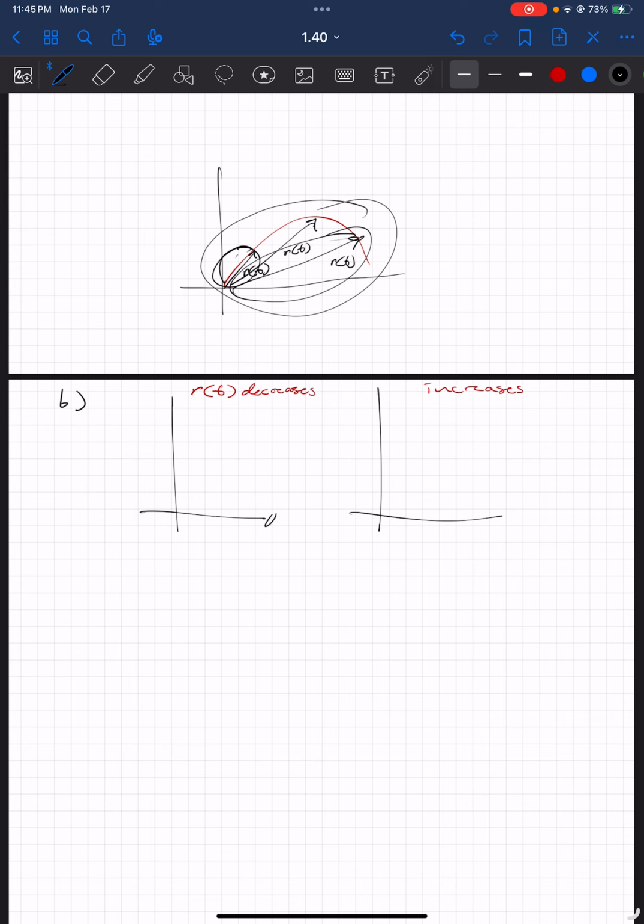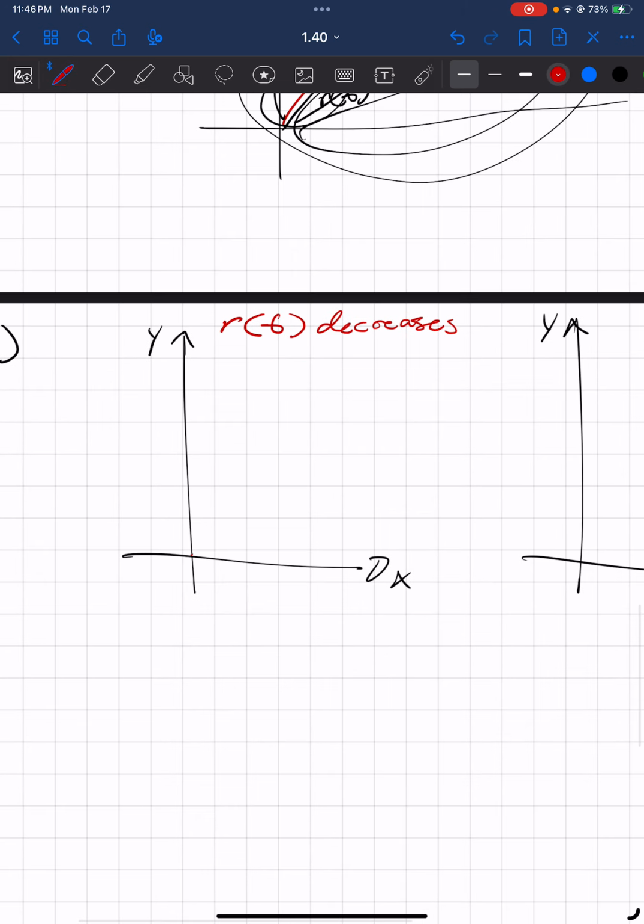So if I draw this again, this is just our x and y flight axes. So x, y. This is just denoting our path. So on the left side, it's r of t decreasing, and this is when it just peaks like that, like a parabola.